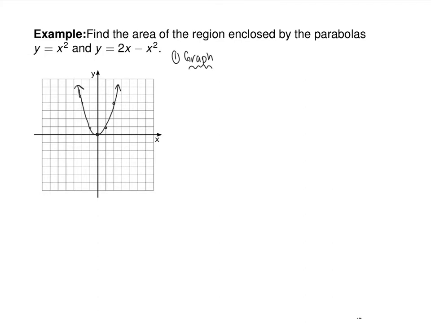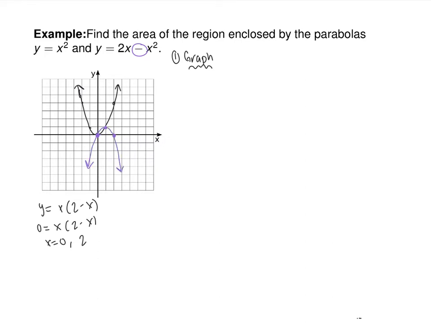Now graphing 2x minus x squared is a little bit more tricky, but what you can do is factor out an x and look for the x-intercepts by setting y to 0, and you get that x is 0 and 2. So that particular parabola crosses the x-axis there and there, and because we have a negative x squared, we know it's upside down. If you plug in 1, you're going to get out 1. It will look a little bit like this.